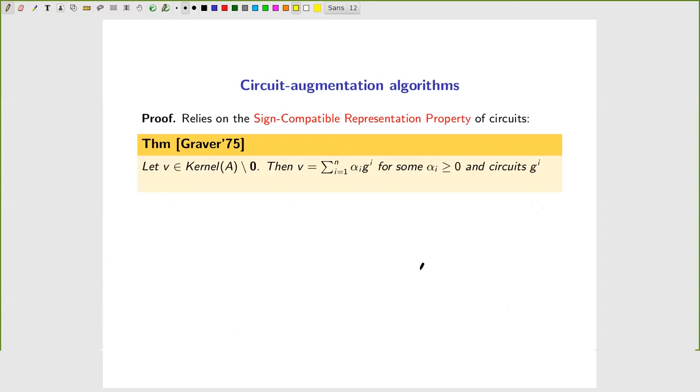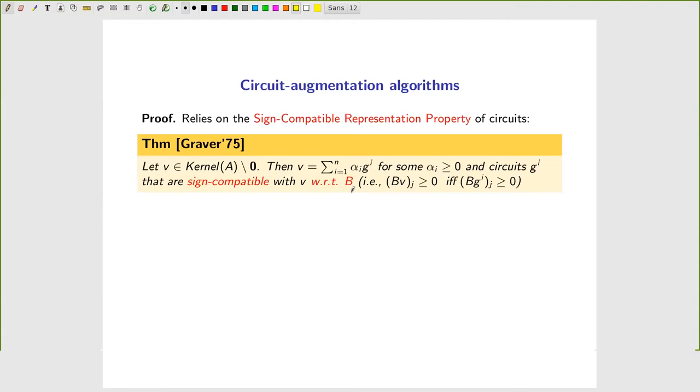Okay, the proof relies on the following property of circuits, which is called the sign-compatible representation property, which traces back to Graver in '75. It's actually a nice property that these vectors have, and as students, I think it's very interesting to know. It says the following. If you take a vector v in the kernel that is not zero, otherwise things are trivial, then you can express this vector in this way. This vector is going to be a conic combination of circuits, okay? So far, so good. They have this very nice property: they are sign compatible with respect to your matrix B.